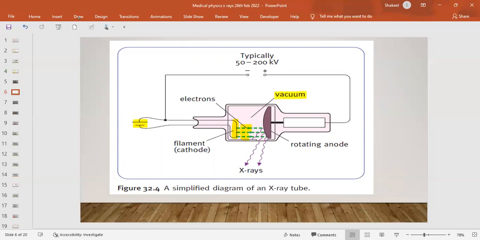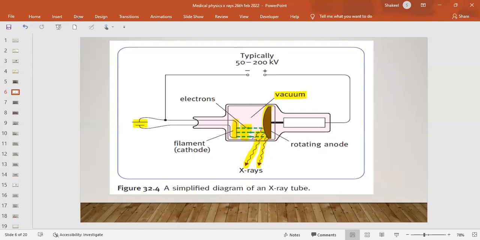Then of course the tube is evacuated, filled with vacuum, so that the electrons do not decelerate early, and then this one is the metal target. Electrons hit the metal target, and when they hit it, they decelerate and emit all their energy. That energy is radiated in the form of infrared rays, light rays, UV rays, and some as X-rays.